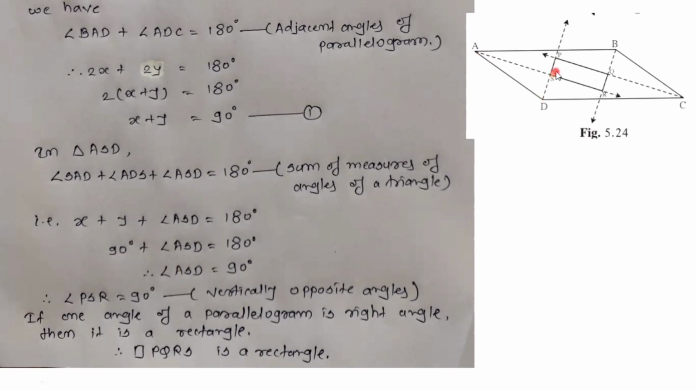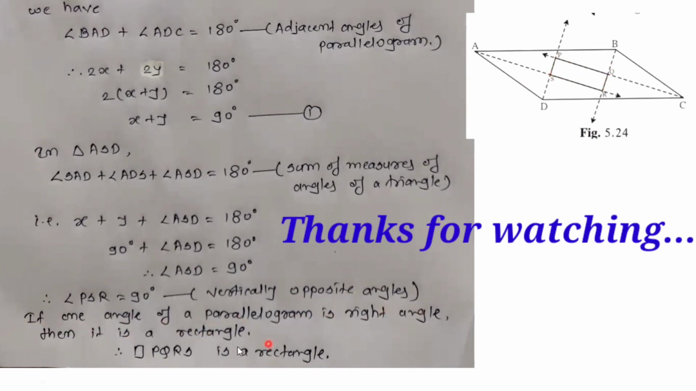So its opposite angle will also be 90 degrees. That is, angle PSR is equal to 90, because they are vertically opposite angles. So angle PSR is 90 degrees. Now we have a property that if one angle of a parallelogram is a right angle, then it is a rectangle. So quadrilateral PQRS is a parallelogram, which we have already proved. For this parallelogram, we have now just proved that angle PSR is 90 degrees. So all the remaining angles of this quadrilateral are of measure 90 degrees. And that's why quadrilateral PQRS is a rectangle. That is what we had to prove.